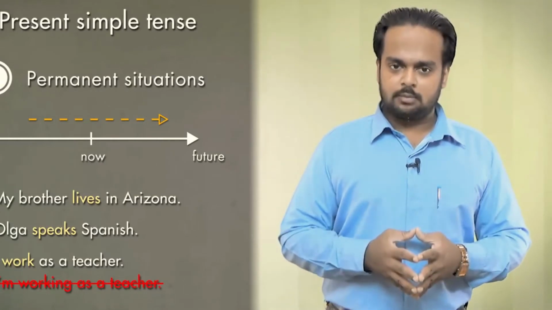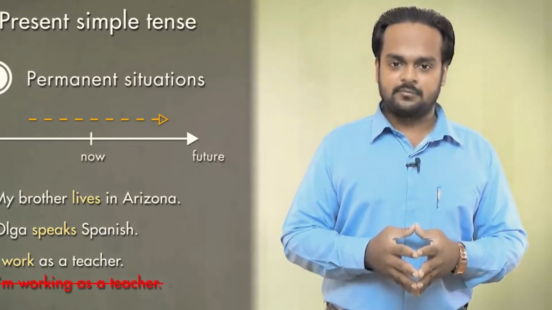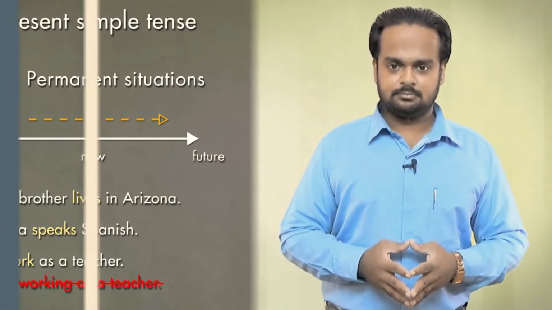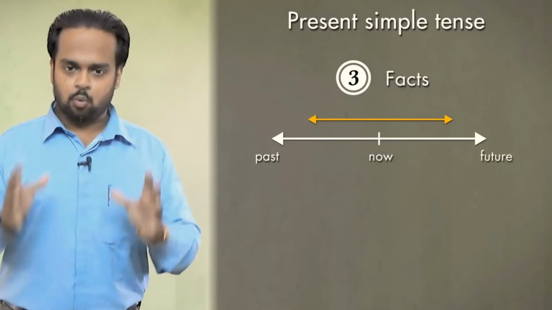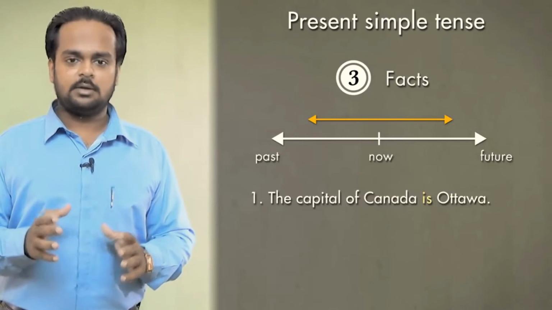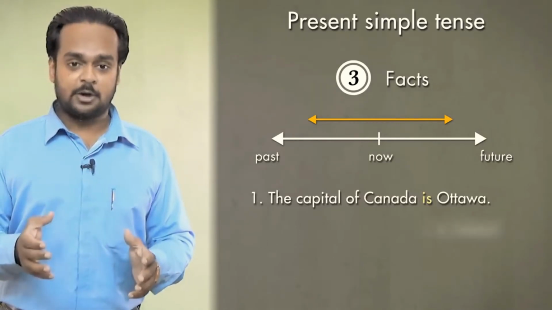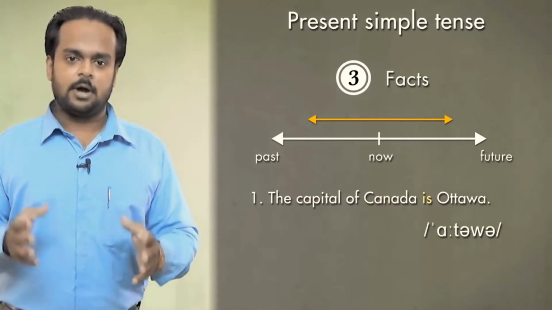Okay, let's now move on to the third use of the present simple, and that is talking about facts. What are facts? Well, facts are truths. That is, they are statements about the world that are true. For example, the capital of Canada is Ottawa. Yes, it's pronounced Ottawa. This is a fact about the world.